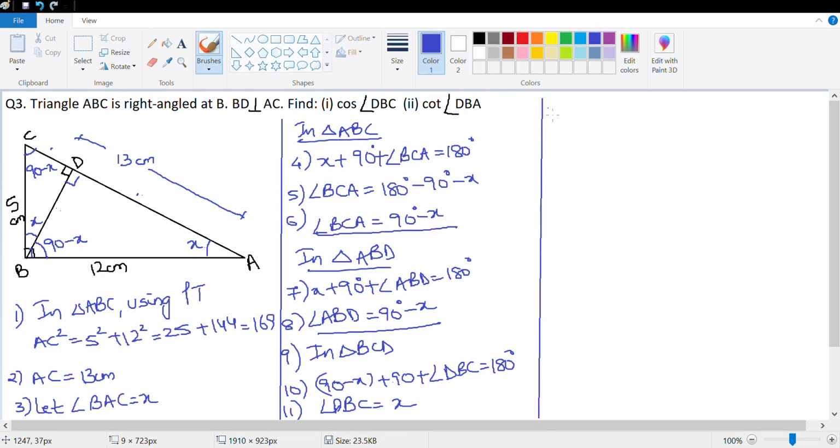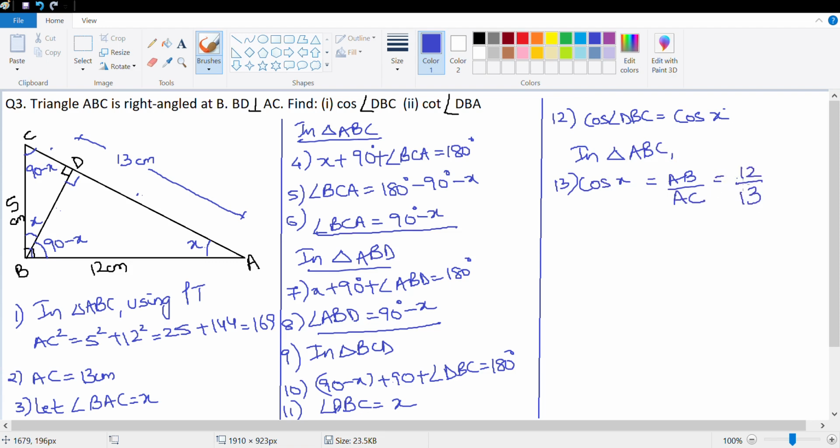Now let's find out what we need to calculate. So cos angle DBC is equal to cos X. So in triangle ABC, cos X would be equal to base, which is AB, upon hypotenuse, which is AC, which is 12 upon 13. Done. So that's the first part of our answer. Cos X would be equal to 12 upon 13.